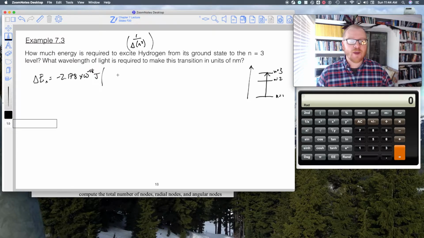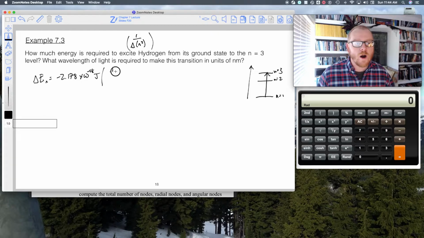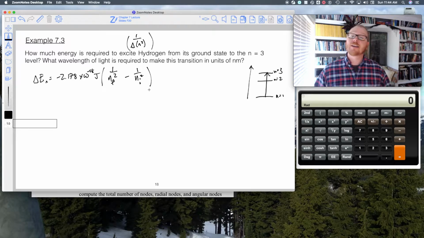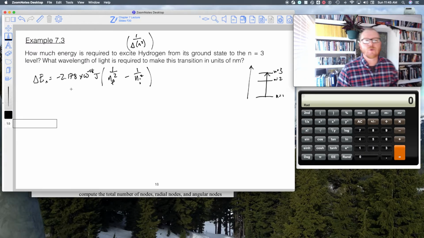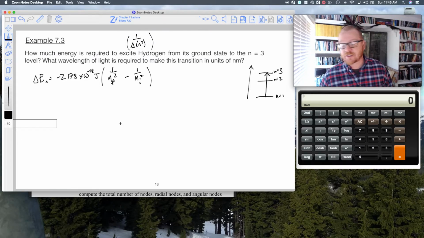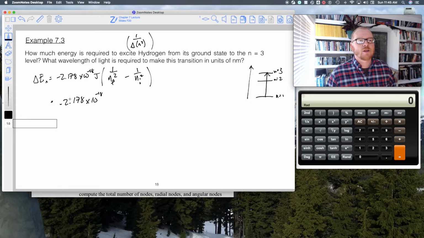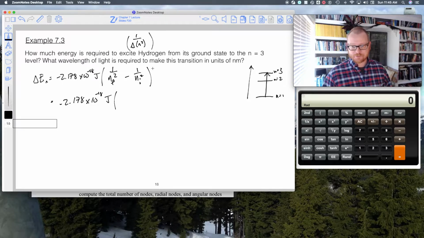The way that's going to work is that it becomes 1 over n final squared minus 1 over n initial squared. Once you establish that's how you do it, this calculation is pretty straightforward. And there is a negative sign in that equation, and I'll show you what that means in a second. So negative 2.178 times 10 to the minus 18 joules times 1 over n final squared minus 1 over n initial squared. Because it's asking us to excite, the ground state is my initial, and the excited state is my final.